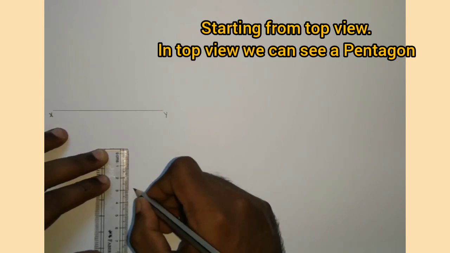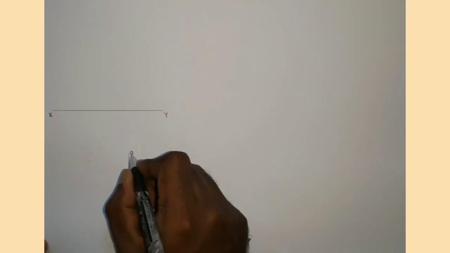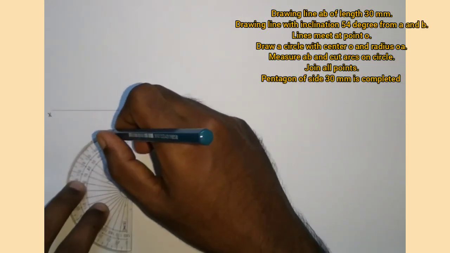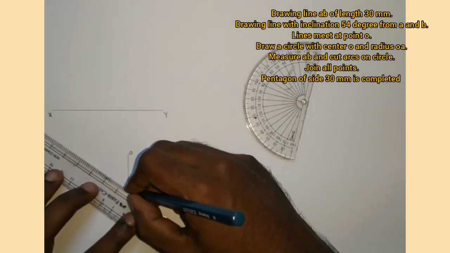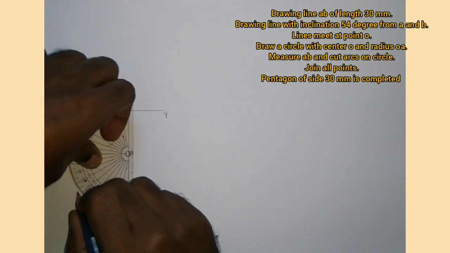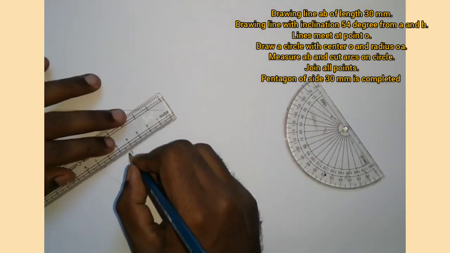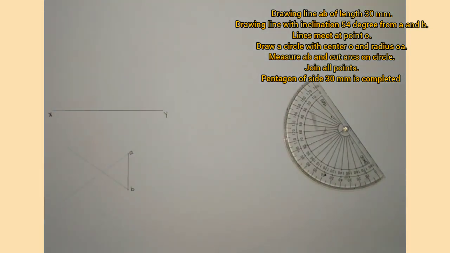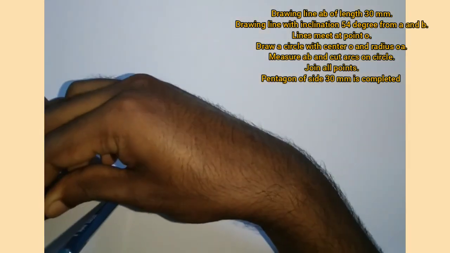So we are starting from the top view, and in the top view, we can see a pentagon. You know how to draw a pentagon. So first we are drawing an edge of the pentagon of 30 mm side and naming it A and B, and from both ends, that is from A and B, we are drawing two inclined lines with an inclination of 54 degrees, and the meeting point of the lines we are naming O, and using a compass with O as center and OA as radius we are drawing a circle.